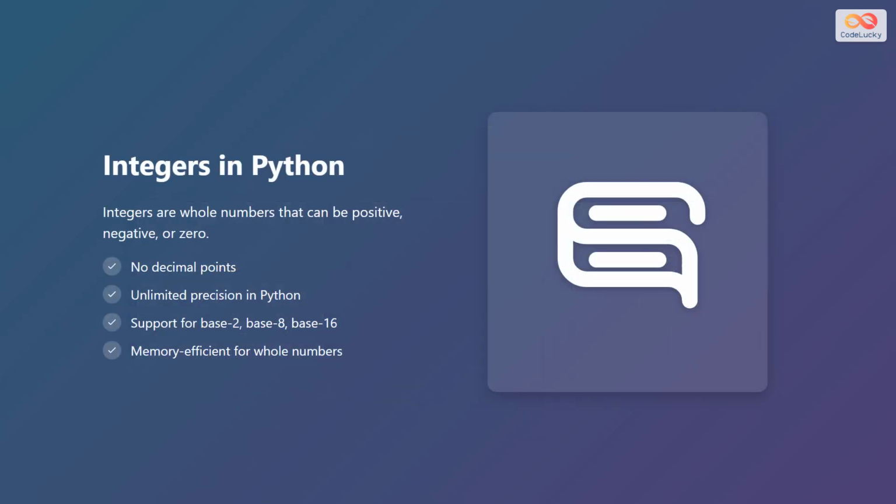Let's take a closer look at integers in Python. Integers are whole numbers, meaning they don't have any decimal points. They can be positive, negative, or zero. A key feature of Python integers is that they have unlimited precision, which means they can represent very large numbers without losing accuracy. Python also supports representing integers in different bases, such as base 2, also known as binary, base 8 or octal, and base 16 or hexadecimal. Integers are very memory efficient for storing whole numbers, making them a great choice for many programming tasks.